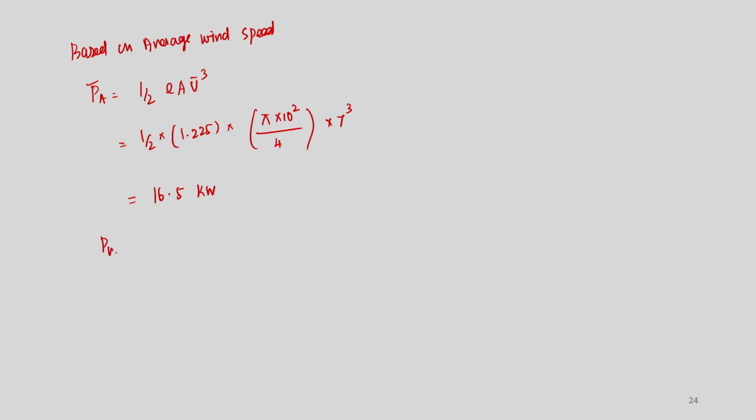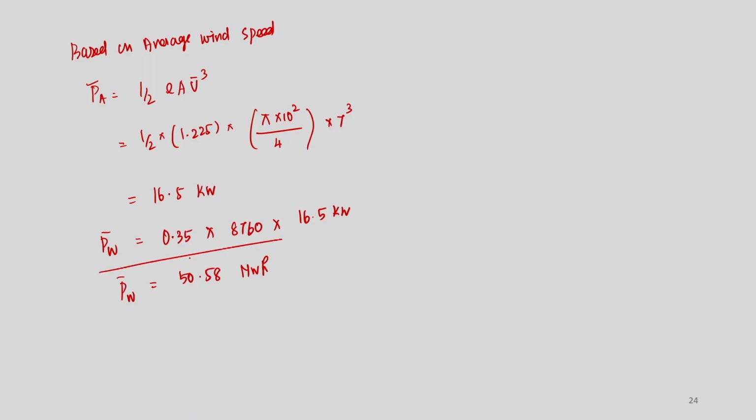So, if you want to calculate the average power output, then with efficiency 0.35 and the annual production of 8760 hours, into whatever you got here, that is 16.5 kilowatt, it comes around to be 50.58 megawatt hour.